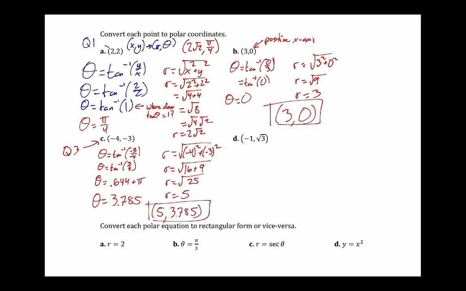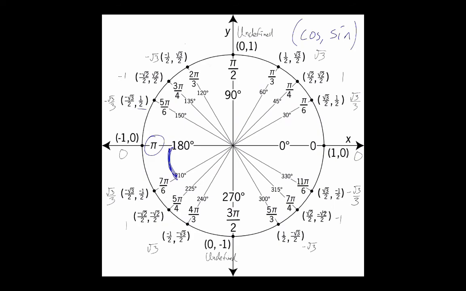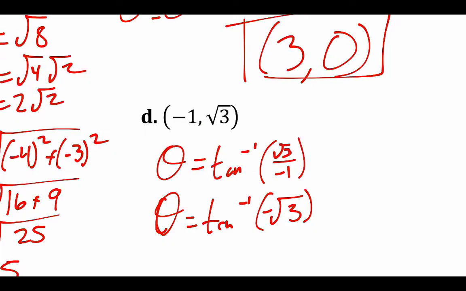Let's do one last one here. We got theta equals the inverse tangent of our y value, square root of 3, over negative 1. So we got theta equals the inverse tangent of negative square root of 3. Again, the unit circle that I give you has the tangents on it, so we need to look for where tangent is equal to the negative square root of 3. Well, that's down here, but it's also up here. So wait, let's just double check. I kind of skipped over this.